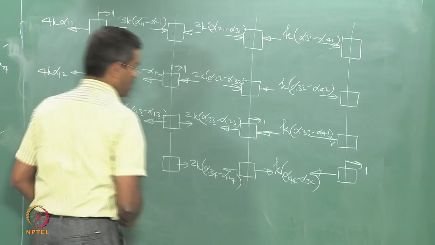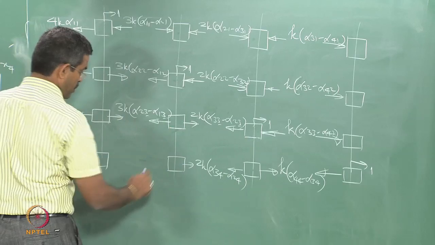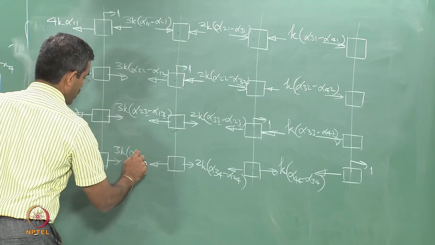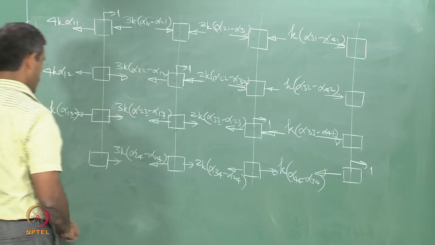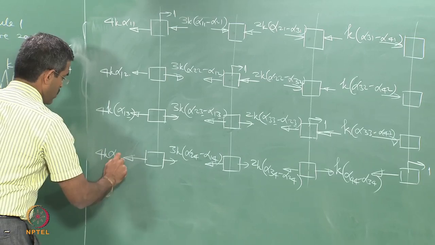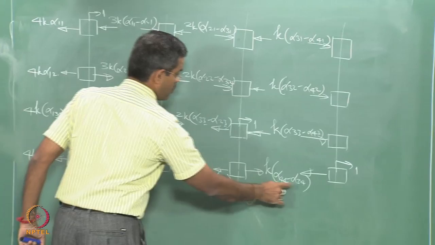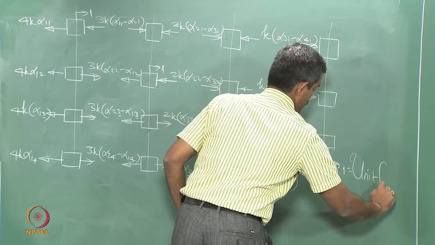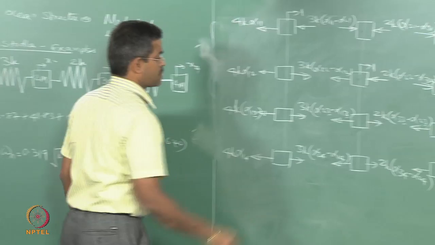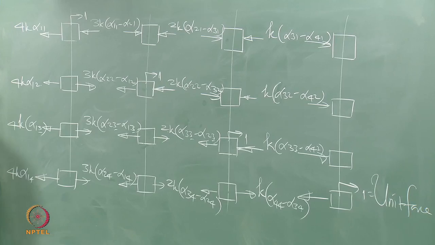Similarly, the mass will move to the right, this spring will try to bring it back, the stiffness of the spring is 3k and the coefficients are alpha 24 and 14. The mass will move to the right, this spring will try to bring it back, so 4k of alpha 14. So the second subscript 4 means that the unit force is given at the fourth degree of freedom, whereas remaining all coefficients are respectively marked with the degree of freedom. Once this is done, we can write the force equation.